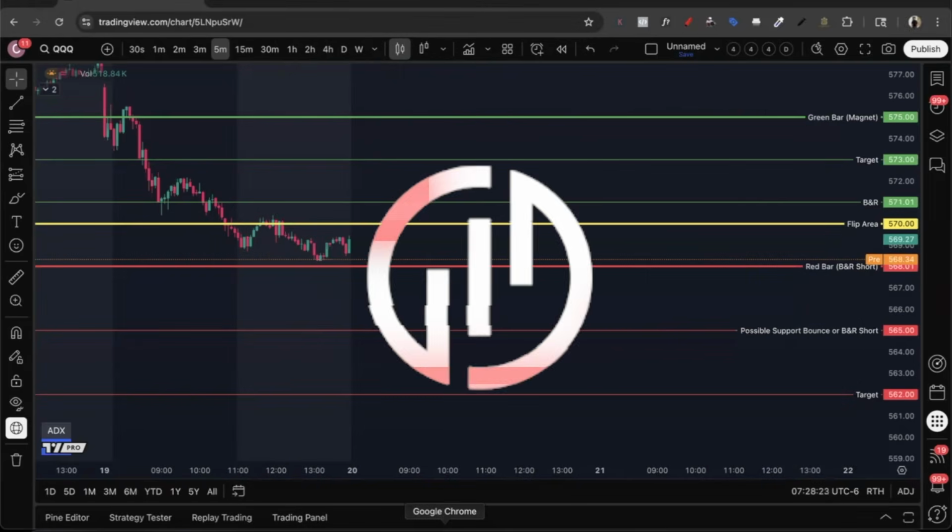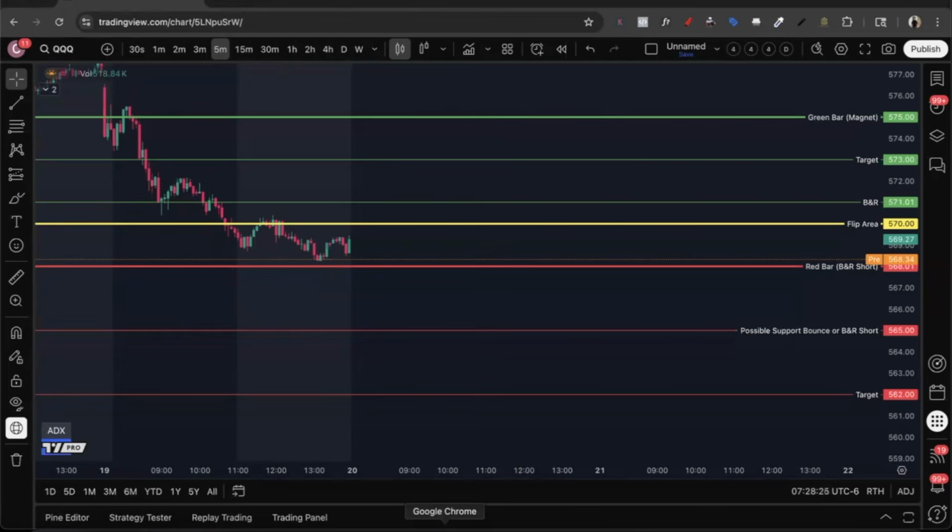What's going on, guys? Good morning. Alright, so here is what my levels are looking like today. The plan is basically if we stay under 570, mainly looking to break and retest 568. If we lose 565, take it to 562, or we had 560 down here.